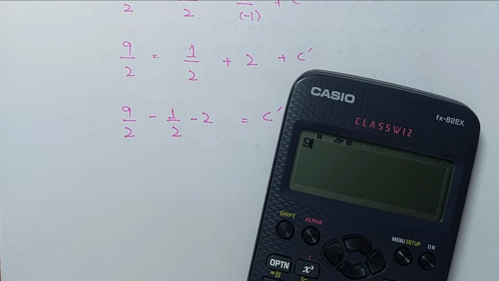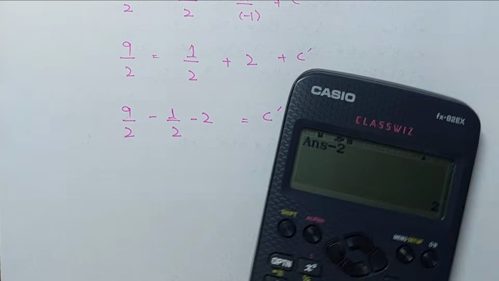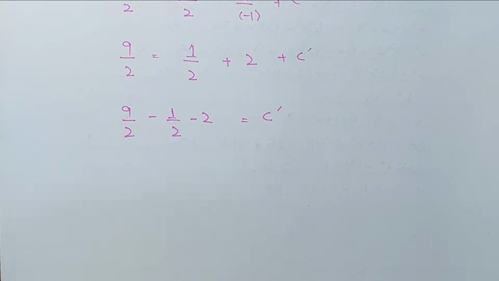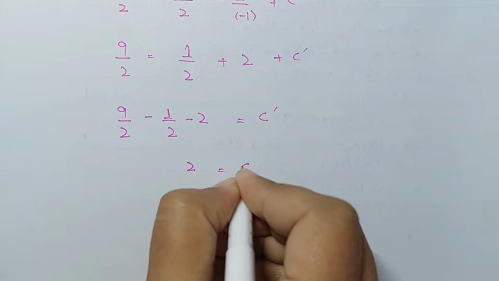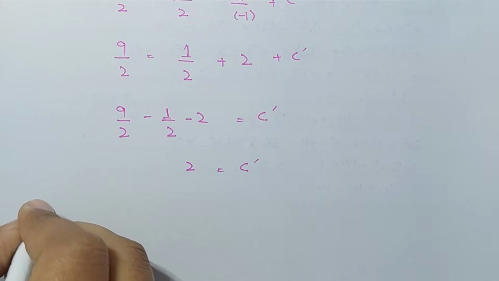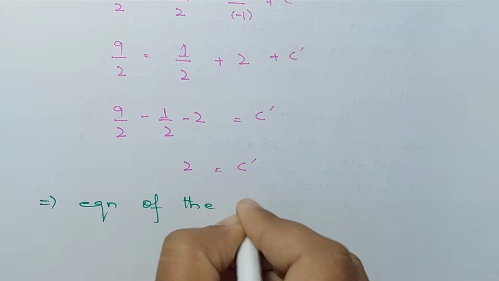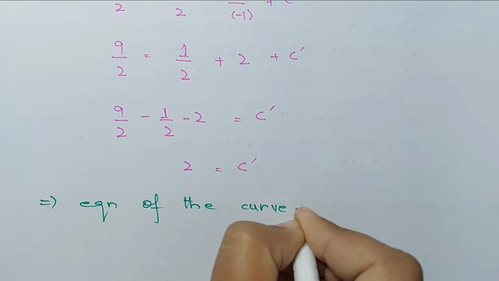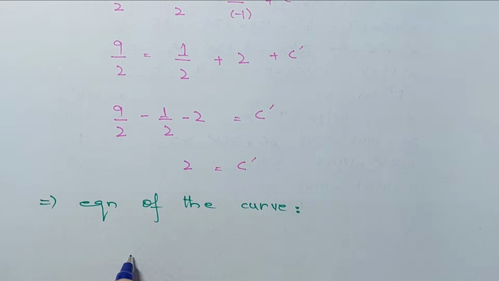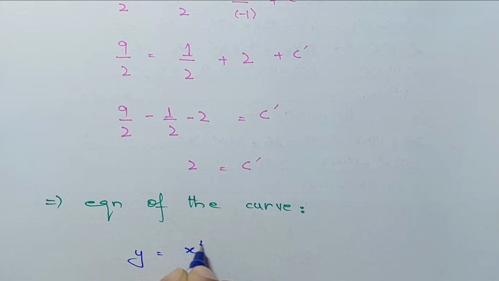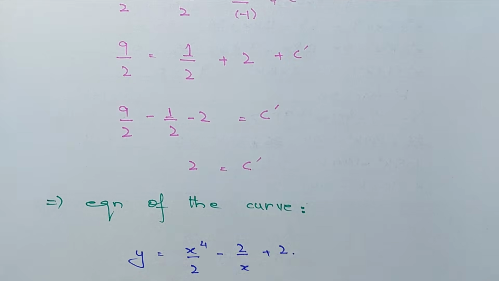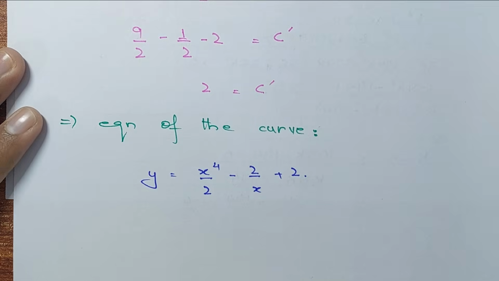Let me simplify. 9 by 2 minus 1 by 2 and minus 2 is 2. 2 is the constant of integration. 2 is your c prime. Now we have the equation of the curve, which becomes y equals x^4 divided by 2 minus 2 over x plus 2. I just plug the value into this equation. So that is your equation of the curve.